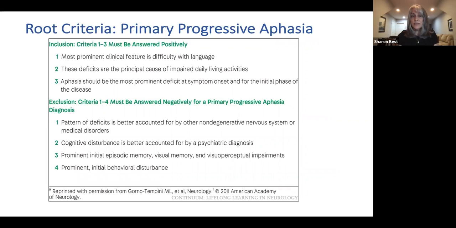Now, Maria Luisa Gorno-Tempini is a neurologist from UCSF who published a very nice article in 2011. She had some very organized tables with the root criteria and the criteria for the variants. So this is her table for the root criteria. And I won't belabor this slide because it's everything I mentioned. She just has it organized in a slightly different way.